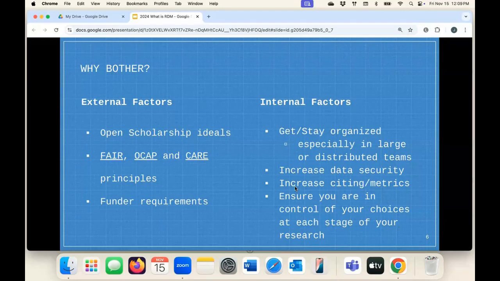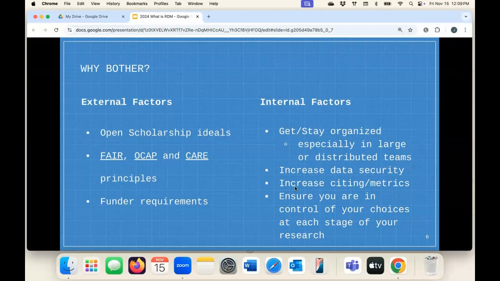And then this is something we talk about as a carrot versus stick situation. So some people only come to this when they are required, and funders are the ones that are often pushing that agenda. I will argue that there are a number of internal factors that make this work worth it.